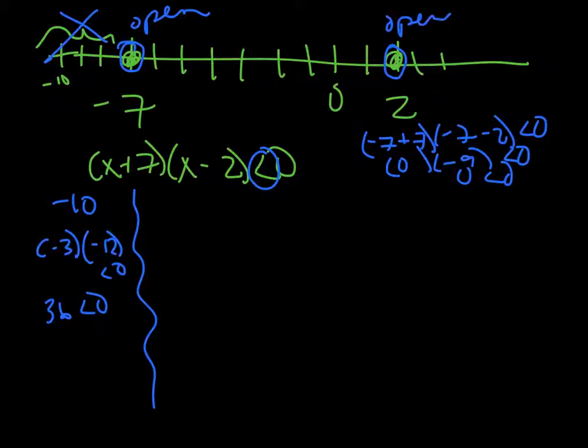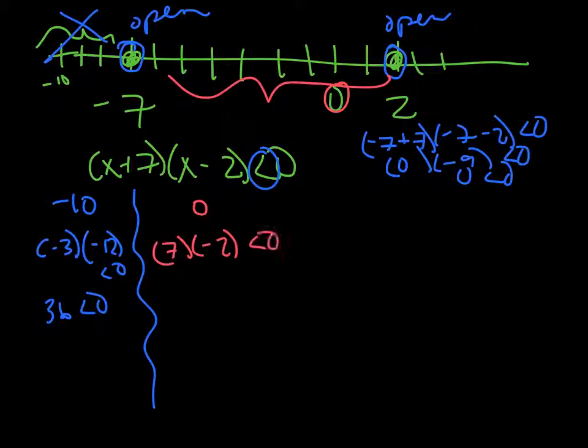I plotted them as points originally, but if it's less than or greater than, put open circles there. If it's less than or equal to, or greater than or equal to, put solid dots there. So they should be open circles. Next, we're going to test something in the middle area. The easiest thing to test would be 0. So 0 plus 7 is 7, 0 minus 2 is -2, and -14 is less than 0. So everything in between -7 and 2 will work.